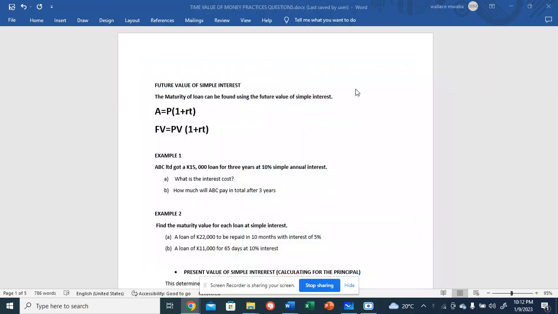All right, so we're still dealing with the time value of money. We want to see how we can use the future value of simple interest, how we can apply it practically, and this can be used to find the maturity value of a loan.